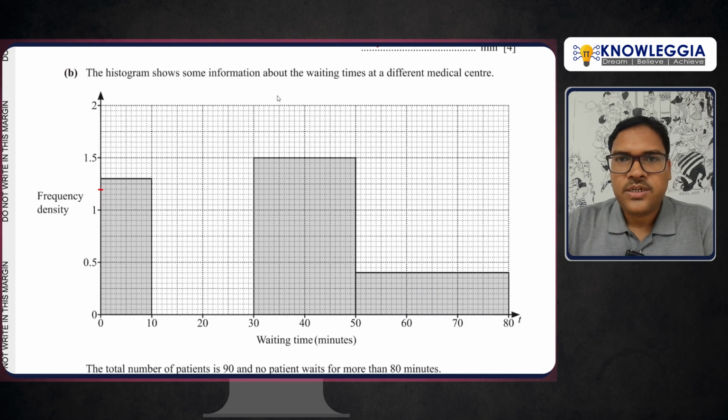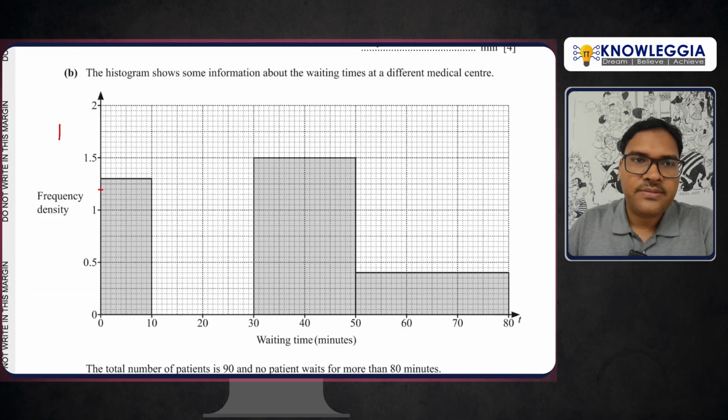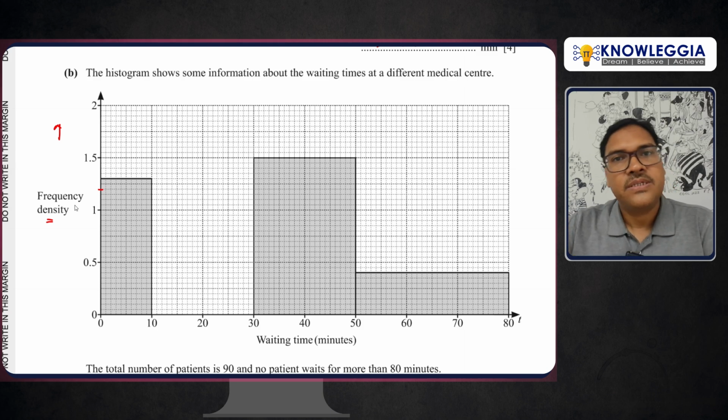The following histogram shows the information about the waiting times at different medical centers. So this is given in some frequency density. Now, first thing is always remember when the class interval is not the same, on the y-axis we plot frequency density. And here you can see in the histogram, this class is of length 10. This class is of length 20. This is of, you can say, 20. And here this is 10, 10, and 10. So the class widths are not the same. So that is why they have used the frequency density.